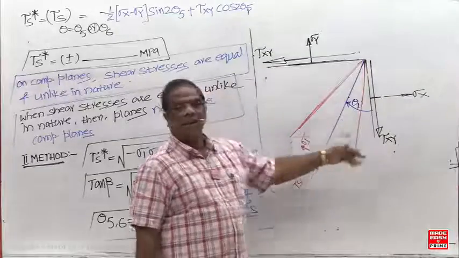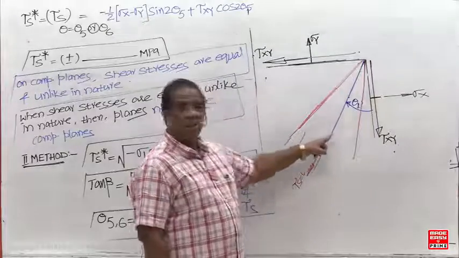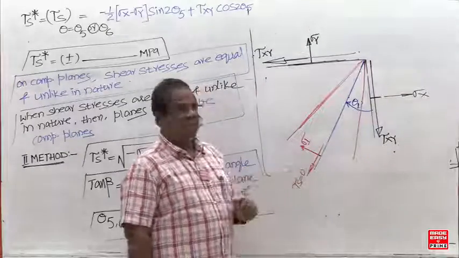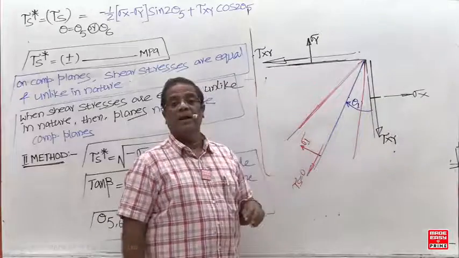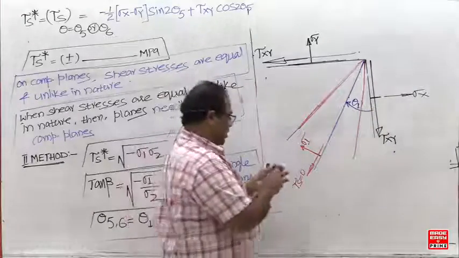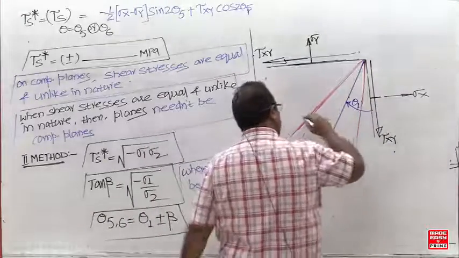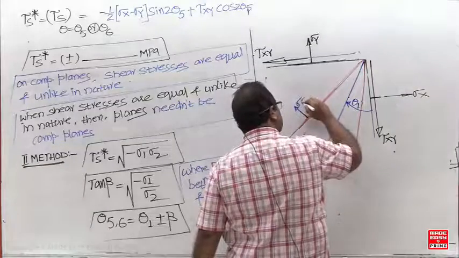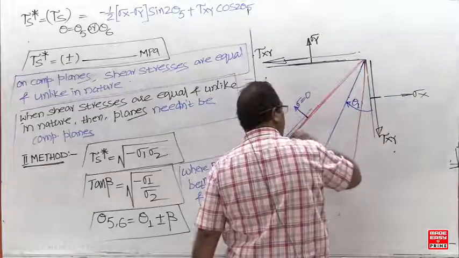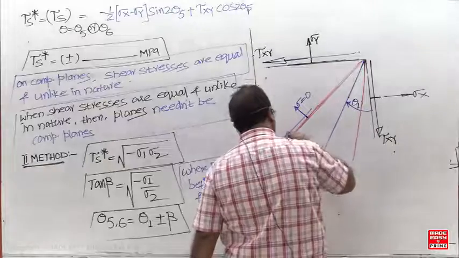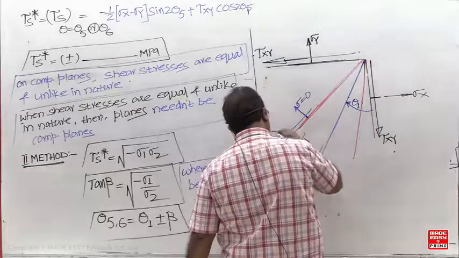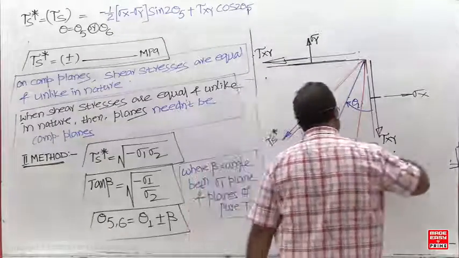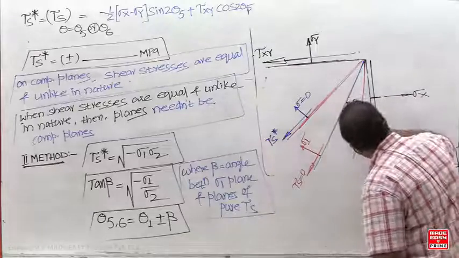And what about this red color plane? On this blue color plane, shear stress 0, normal stress maximum. And what about this red color plane? Normal stress 0, shear stress will be there now. On this plane, normal stress 0. This shear stress is what? Tau SS star. Once again, on this plane, normal stress 0.